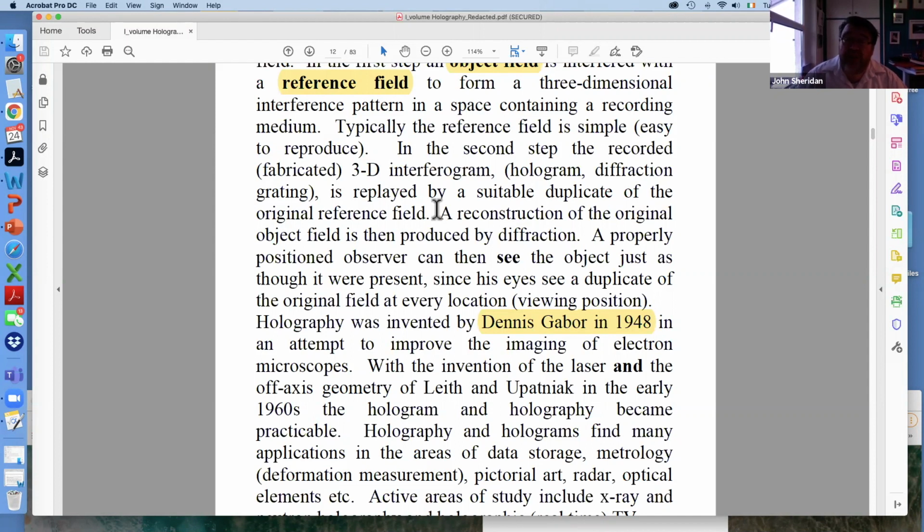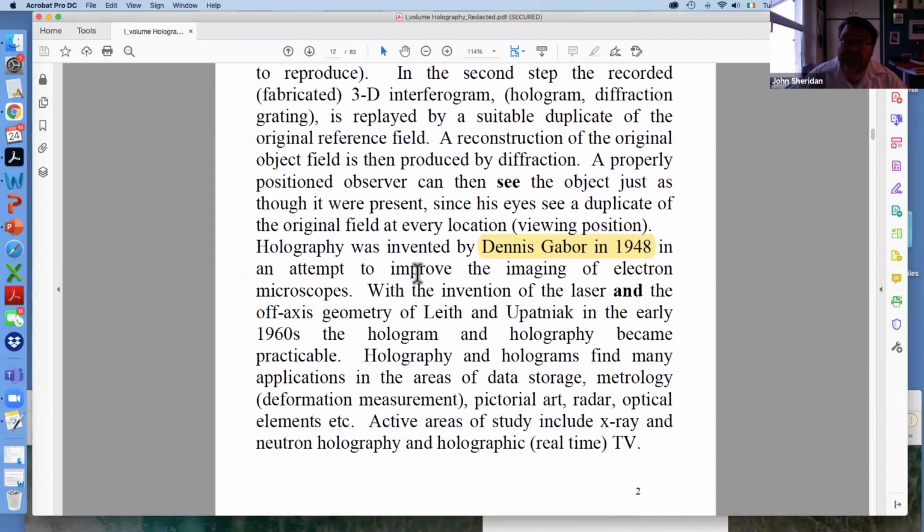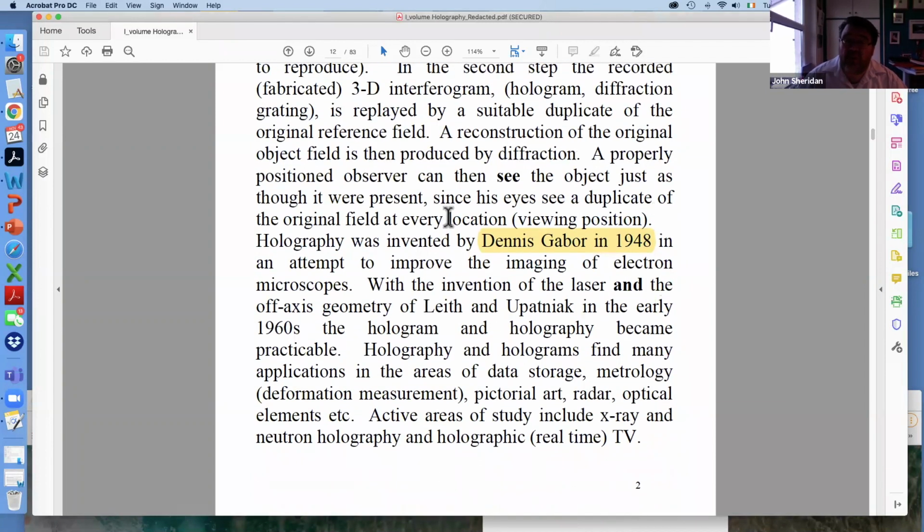Anyway, a reconstruction of the original object field is then produced by diffraction. You replay the hologram. A properly positioned observer can then see the object just as though it were present. This is the virtual image. It's not there, but we can see it. So I see a duplicate of the original field at every location from every viewing position.